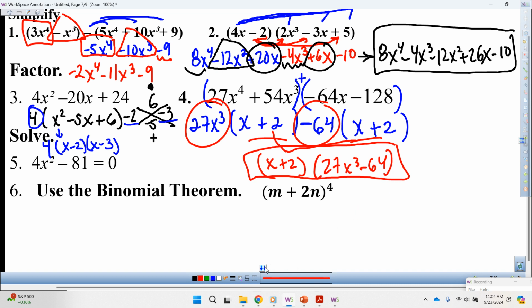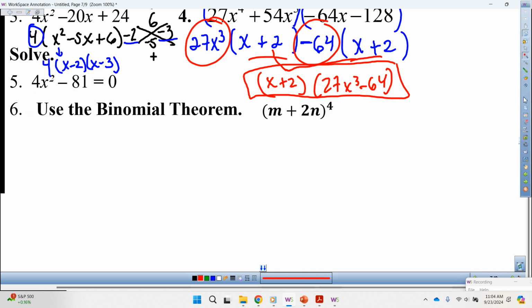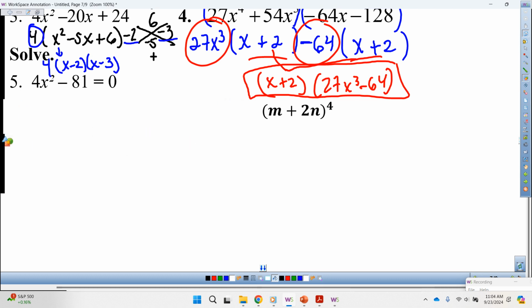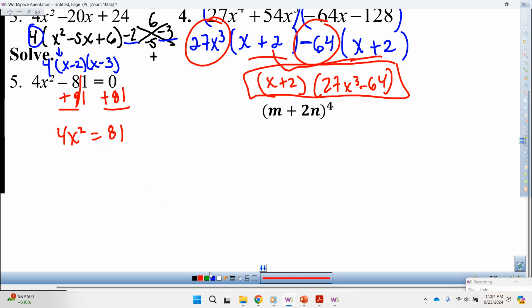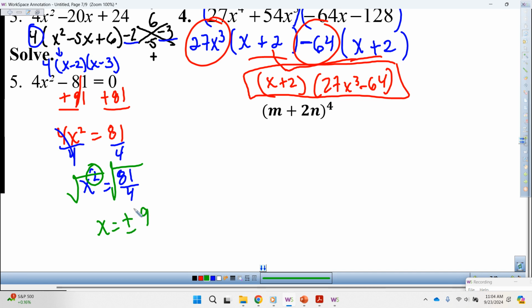Ooh-wee. Let's go. You're like, Q, just bring the benchmark already. Bring it. All right. Number 5, solve. Plus 81 plus 81. We're left with 4x squared equals 81. Divide by 4, divide by 4. X squared equals 81 over 4. How do we cancel this squared? Square root, square root. X equals plus minus. What's square root of 81? 9. Square root of 4 is 2.